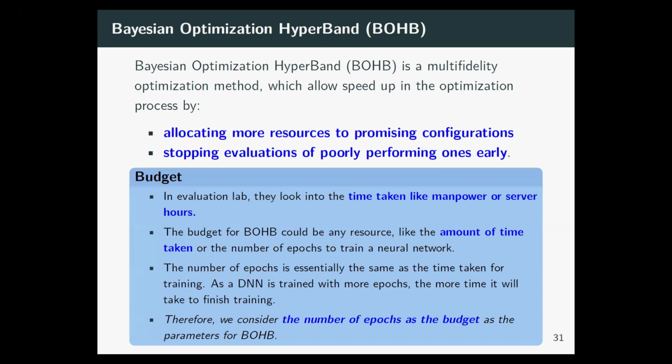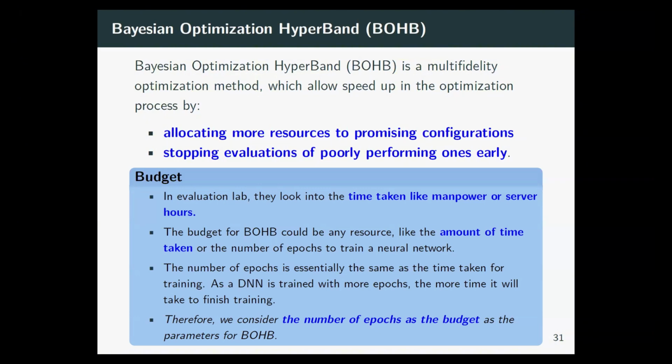So we apply a hyperparameter tuning process called Bayesian optimization hyperband. This BOHB is actually a multi-fidelity optimization method which speeds up the optimization process by allocating more resources to the promising configurations and stopping the evaluation of poorly performing ones early. In BOHB, they also introduced a parameter called the budget. So what would the budget be?